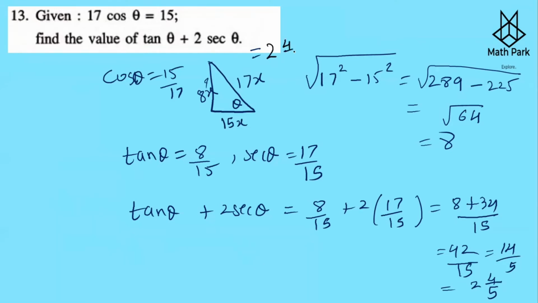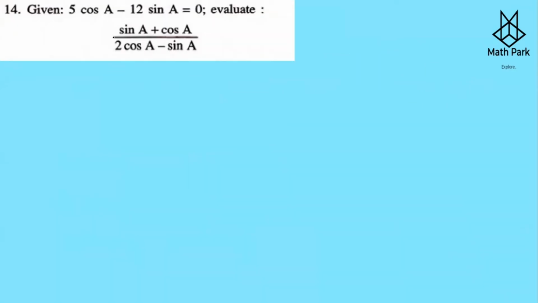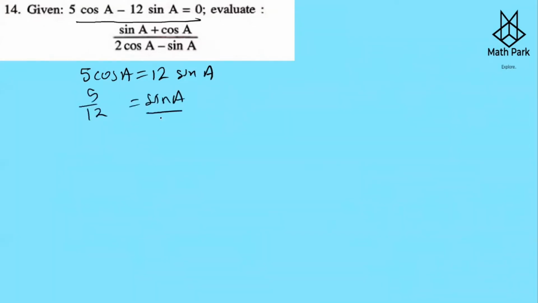2 4 upon 5. Given 5 cos A minus 12 sin A is equal to 0, evaluate sin A plus cos A upon 2 cos A minus sin A. So let us shift this minus 12 sin A over here. So we get 5 cos A is equal to 12 sin A. Now let us bring this 12 over here. So 5 upon 12 is equal to sin A upon cos A, which is tan A.